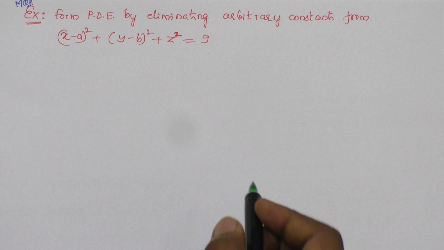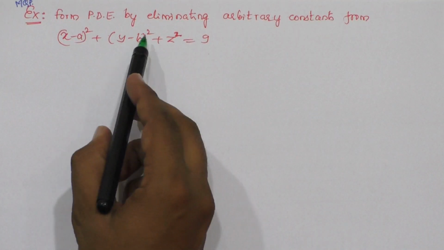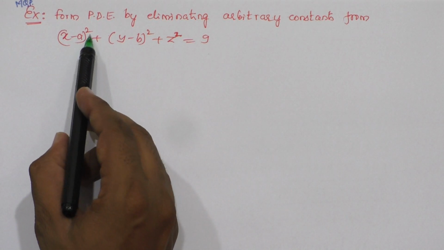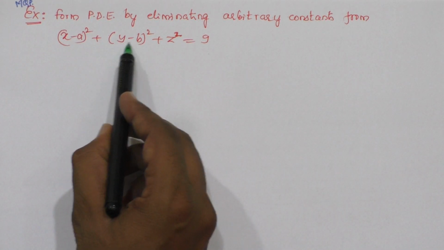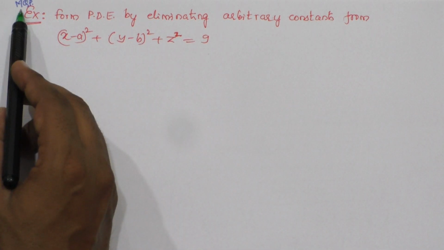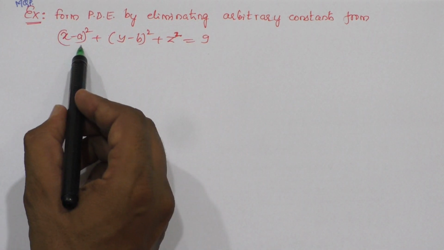Now let us solve another problem. Form the PDE by eliminating arbitrary constants from (x minus a) whole square plus (y minus b) whole square plus z square equal to 9, which was given in the VTU model question paper for 7 marks.